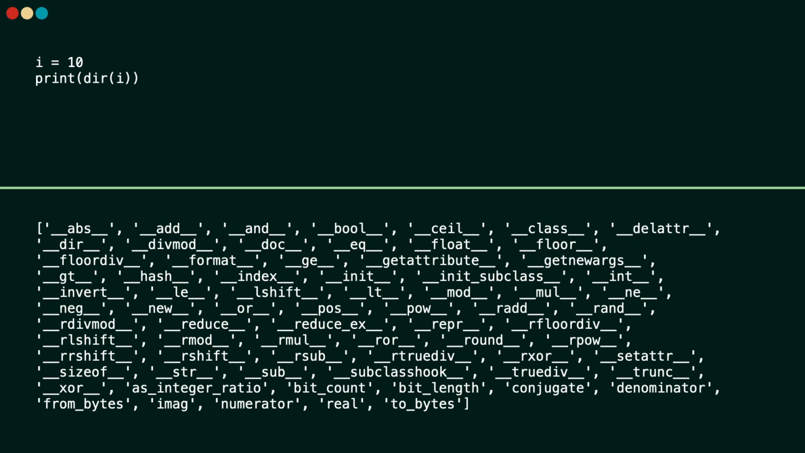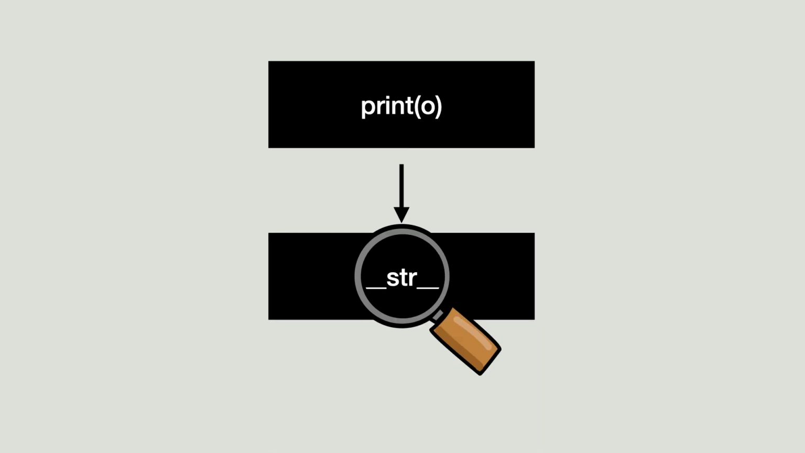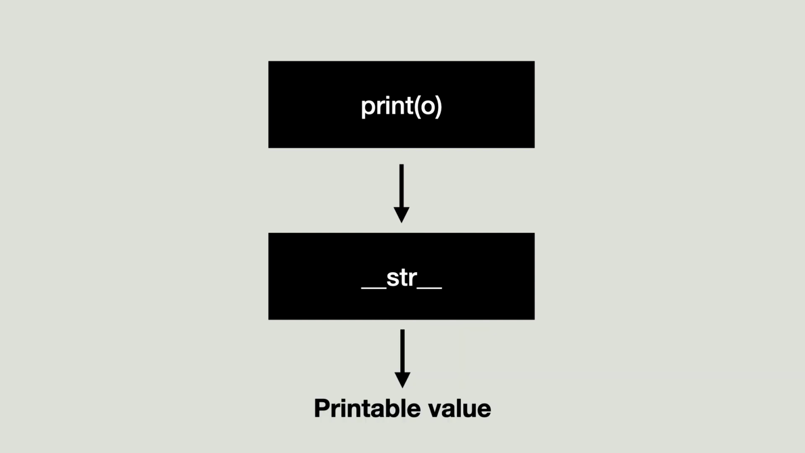Let's get back to the first example. Here is integer i with value 10. Let's inspect the object's attributes. Here you see all attributes of type integer. This looks overwhelming, but for this tutorial there is only one method important to us: dunder str. When print is called and receives an object, it searches in that object for a method called dunder str. Dunder str returns a printable value.